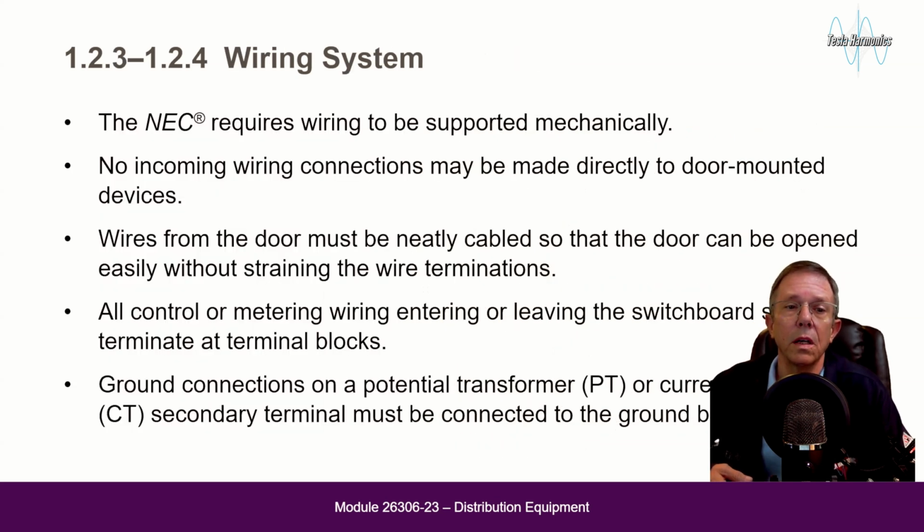Wiring system. The NEC requires wiring to be supported mechanically. No incoming wiring connections may be made directly to door-mounted devices. Wires from doors must be neatly cabled so that the door can be opened easily without straining the wire terminations. All control or metering wiring entering or leaving the switchboard should terminate at terminal blocks. Ground connections on a potential transformer or current transformer secondary terminal must be connected to the ground bus.